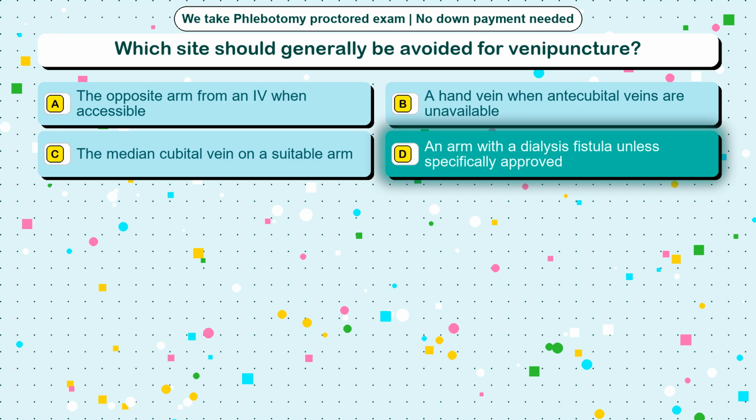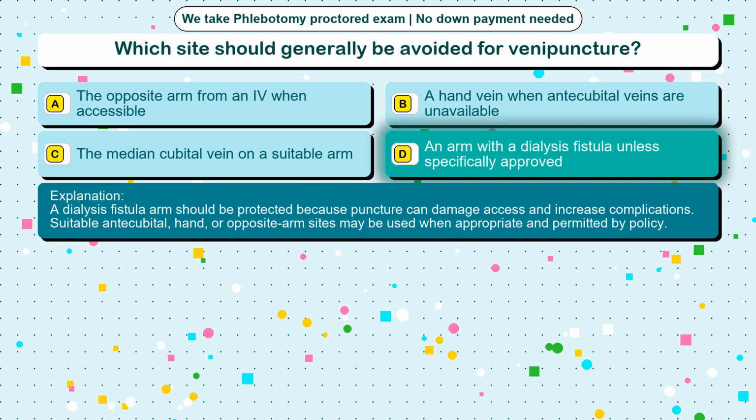An arm with a dialysis fistula unless specifically approved. A dialysis fistula arm should be protected because puncture can damage access and increase complications. Suitable antecubital, hand, or opposite arm sites may be used when appropriate and permitted by policy.